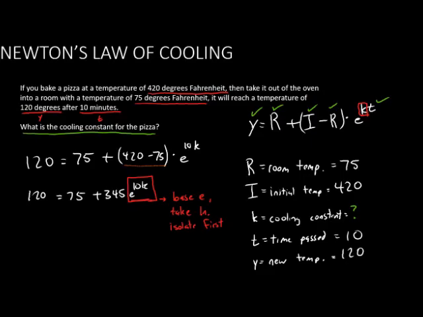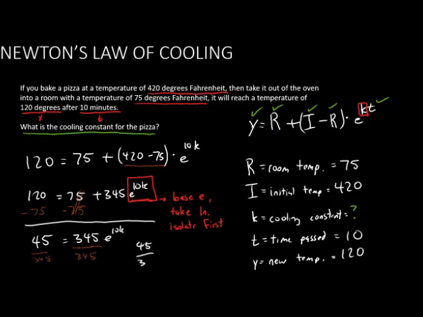Therefore, we will begin by subtracting 75 from both sides. This will get rid of the 75, and 120 minus 75 is 45. Set this equal to 345 e to the 10k. Then we'll divide both sides by 345. This will leave us with a fraction on the left. 45 over 345 equals e to the 10k. We'll move to the next page to simplify this.